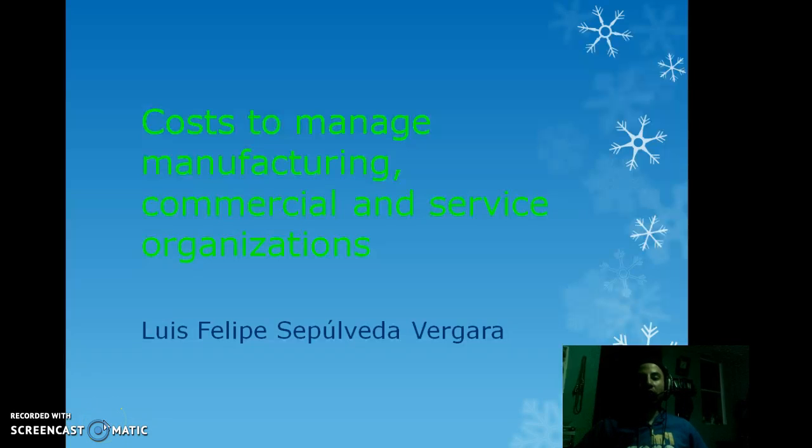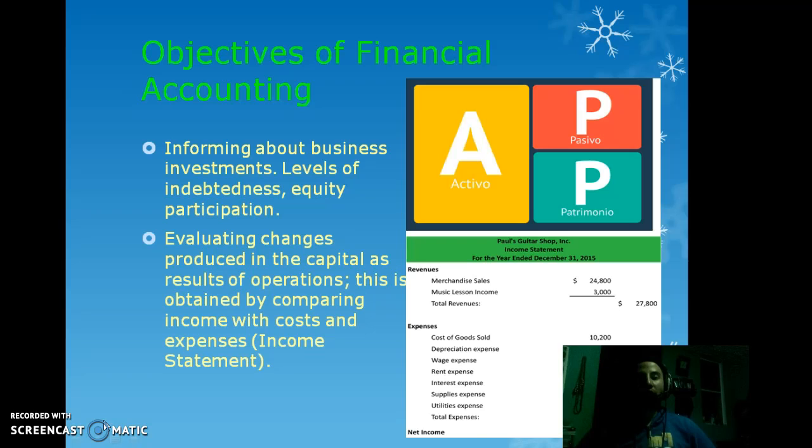We are going to talk about the costs managed in manufacturing, commercial, and service organizations. First of all, the objective of financial accounting. This is so important to know the financial situation of a company. Also, you can know business investment thanks to that, and levels of indebtedness, equity participation, evaluating changes produced in the capital as a result of operations. This is obtained by comparing income with costs and expenses. You can find this in the income statement, where you can see the income, expenses, revenues, and all about this.